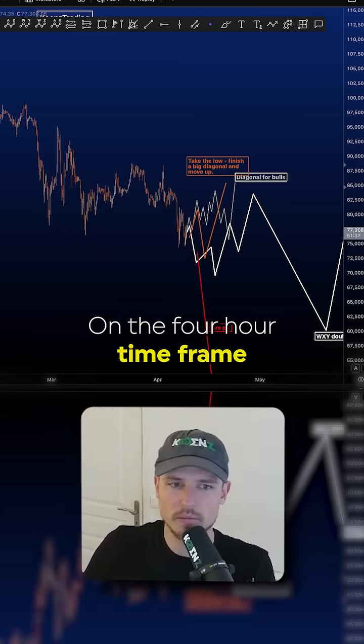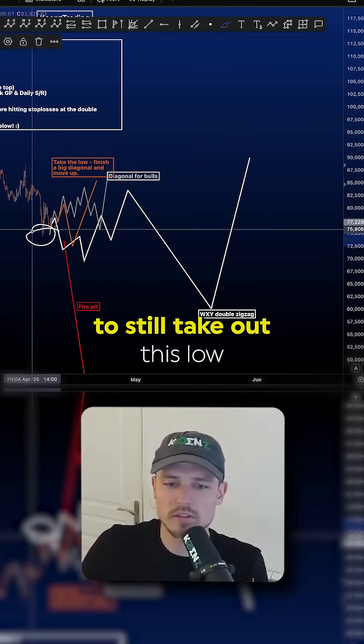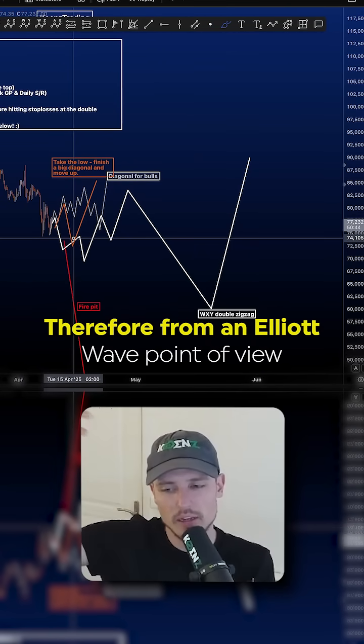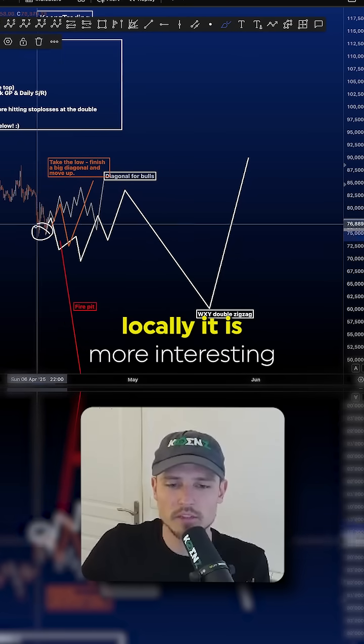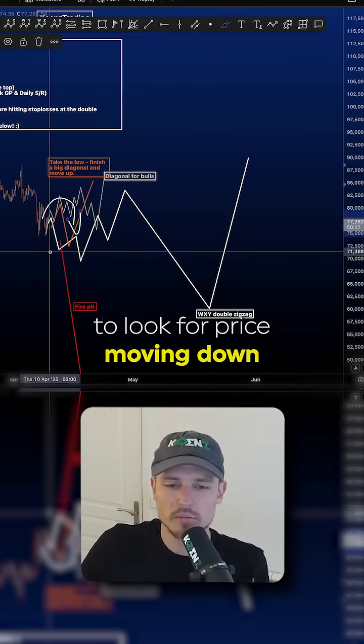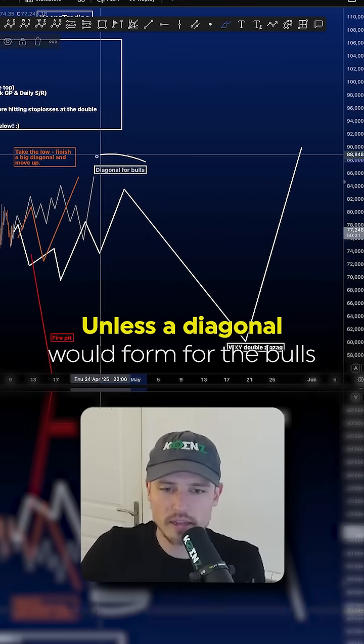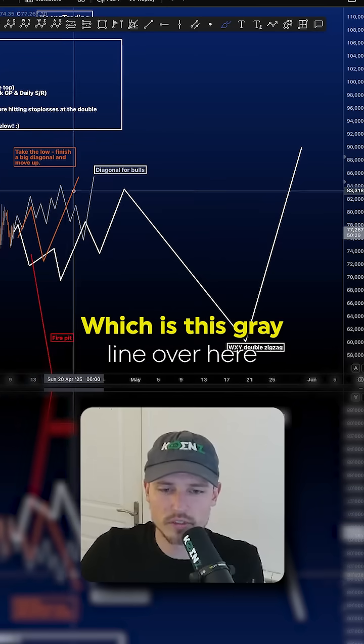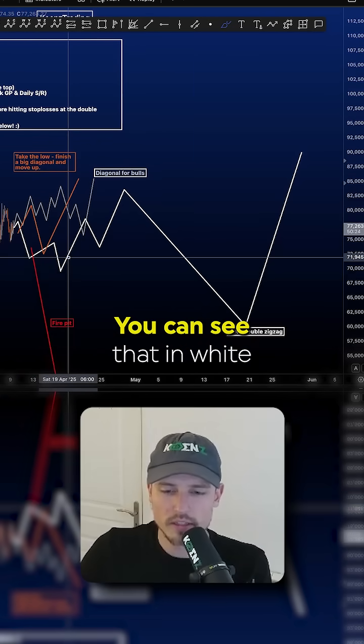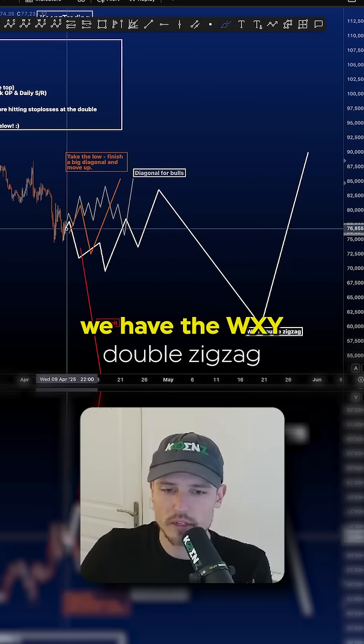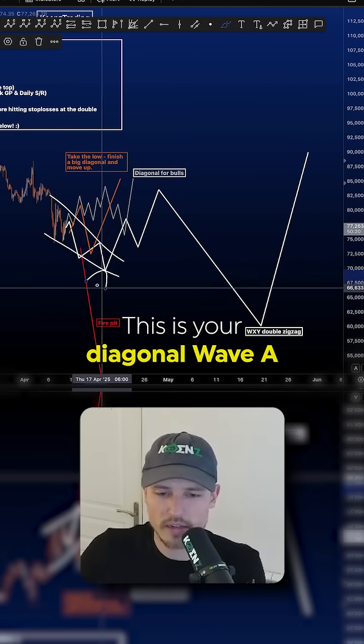On the 4-hour time frame, probabilities at the moment are higher to still take out this low. Therefore, from an Elliott Wave point of view, locally, it is more interesting to look for price moving down, unless a diagonal would form for the bulls, which is this gray line over here. You can see that in white, we have the WXY double zigzag. This is your diagonal wave A.